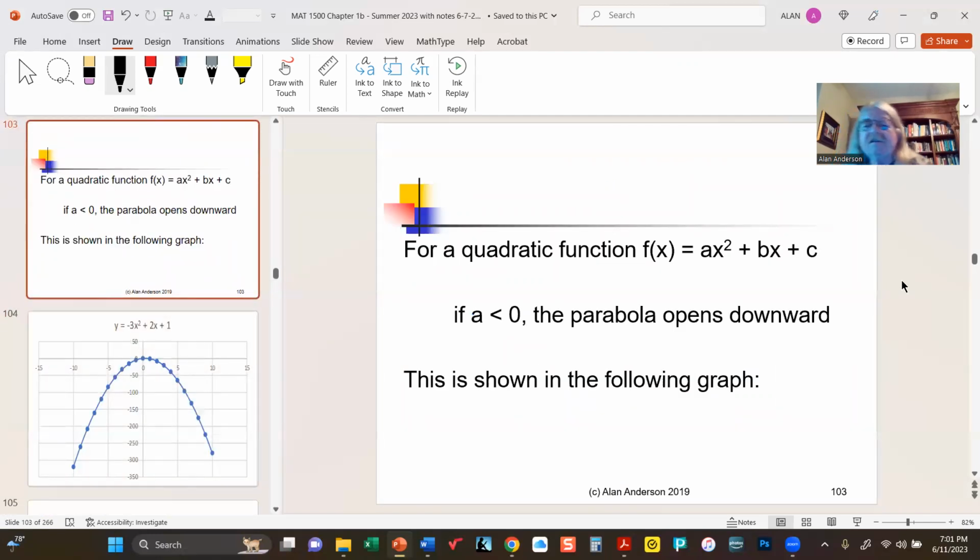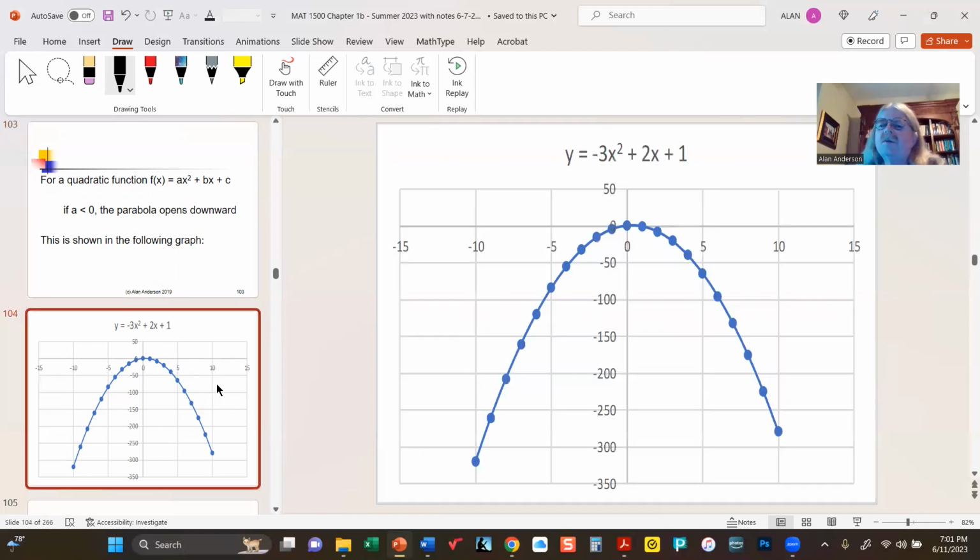On the other hand, if A is negative, then we have the opposite case. The parabola opens downward. Some people would say that it does not hold water. Again, a very informal way of describing this. And the reason why it does this is because A is negative.